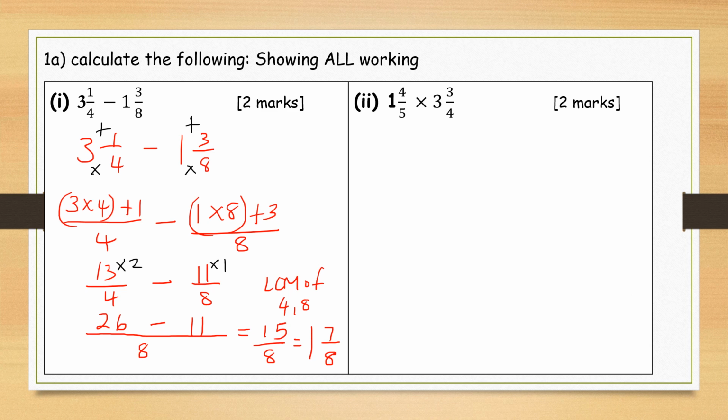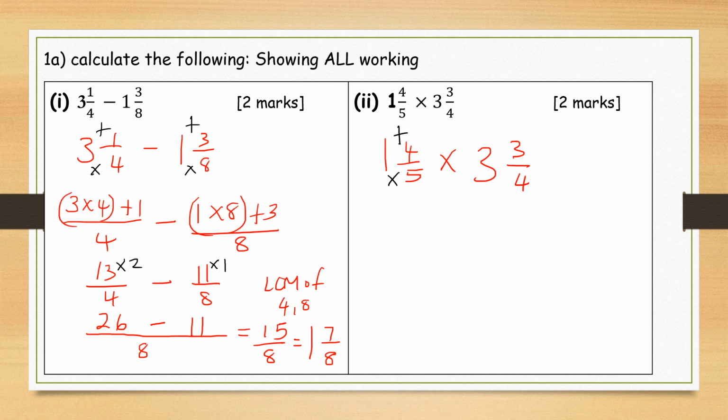Okay, we're going to move on to part 2. Now we're multiplying. So we have 1 and 4/5 times 3 and 3/4. So we're going to convert again. So I'm just going to rewrite it: 1 4/5 times 3 and 3/4. So our whole number multiplied by the denominator plus the numerator. So let's do that.